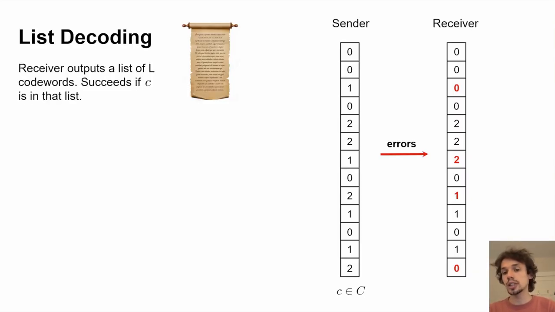But now the difference is, instead of outputting one codeword, the receiver is asked to output a list of L potential codewords, where L is a predetermined list size. And we say that the receiver successfully decoded the message if the sent codeword C is in the list of L codewords that the receiver outputted.